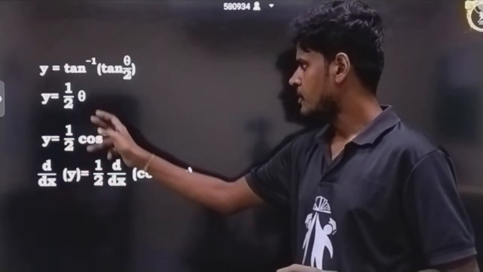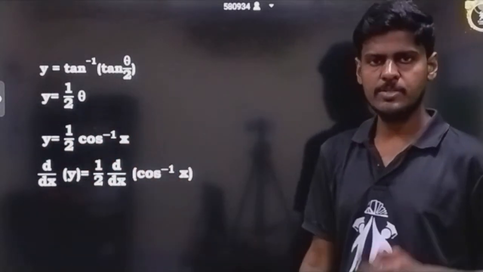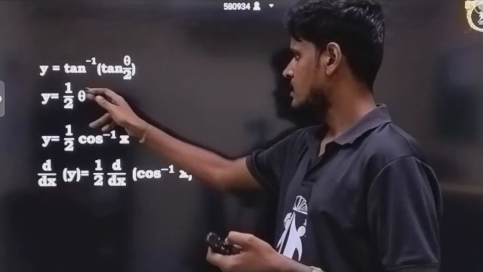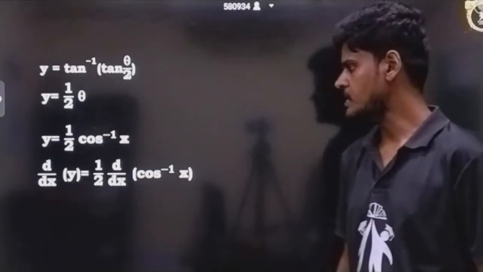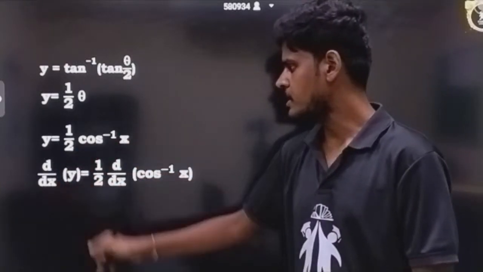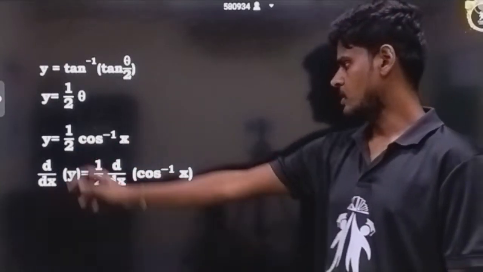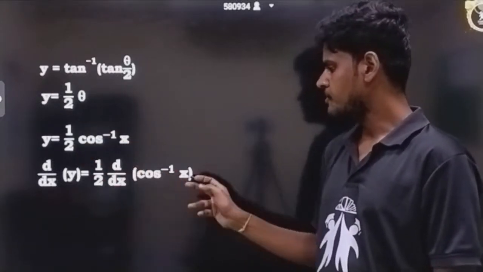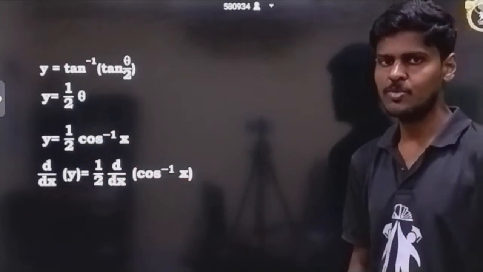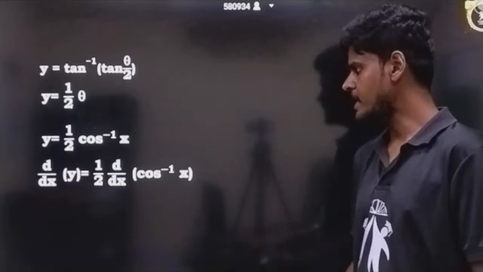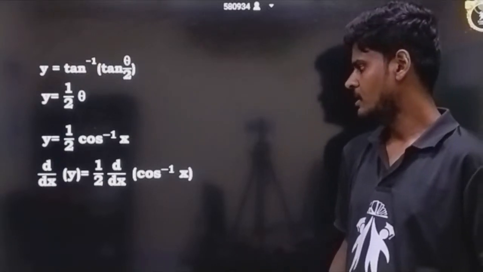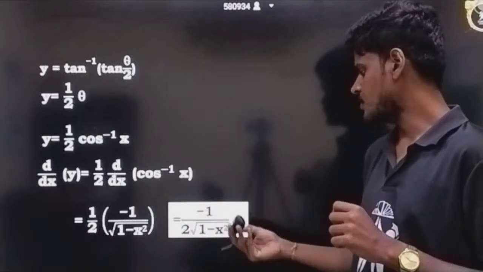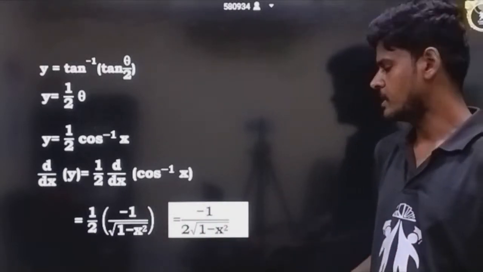Now this is half of what is theta? We have substituted x is equal to cos theta. So theta is cos inverse x. Substitute theta as cos inverse x, and now differentiate with respect to x. So dy by dx will be equal to half of dy by dx of cos inverse x, which is minus 1 by square root of 1 minus x square. So the final answer is minus 1 by 2 into square root of 1 minus x square.